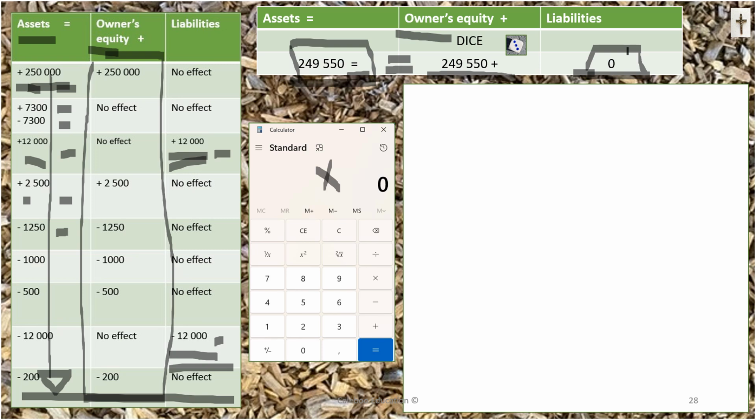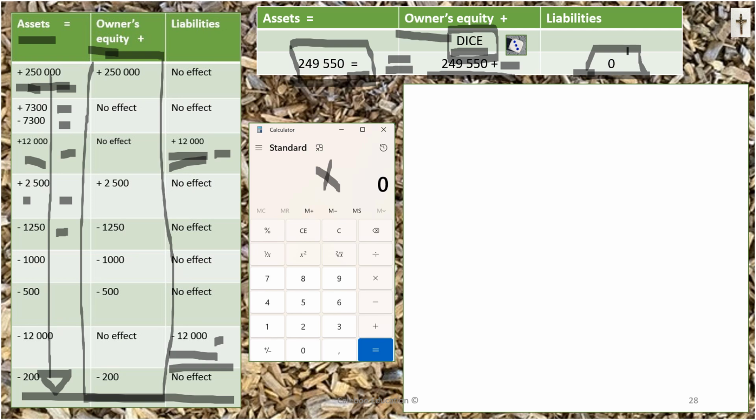And I've got here underneath owner's equity, the acronym I like to use. There are 4 things that affect owner's equity: drawings, income, capital, and expenses. And I'll just put a dice there, maybe you'll remember. Under owner's equity, you've got dice. Okay, so after we've recorded all these transactions, the left-hand side is still equal to the right-hand side.